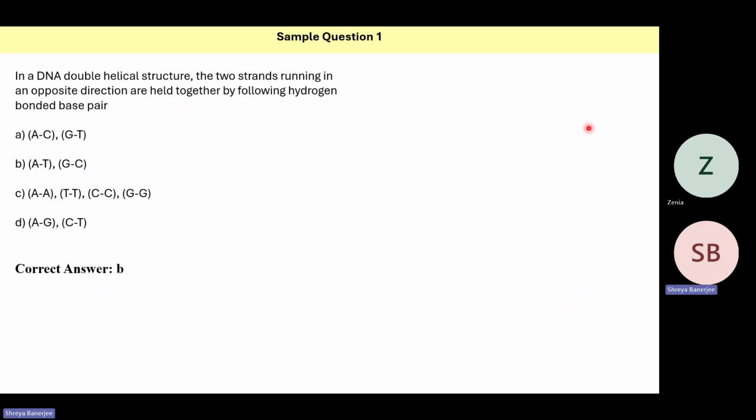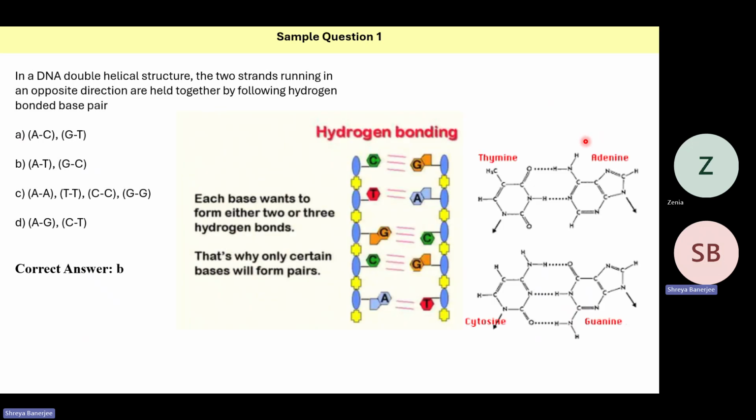So here, if nothing is mentioned, we have to consider the most common type of base pairing, that is the Watson-Crick base pairing, where adenine forms 2 hydrogen bonds with thymine and guanine forms 3 hydrogen bonds with cytosine. So it's option B, AT and GC. So if nothing else is mentioned, we have to consider the most common Watson-Crick base pairing.